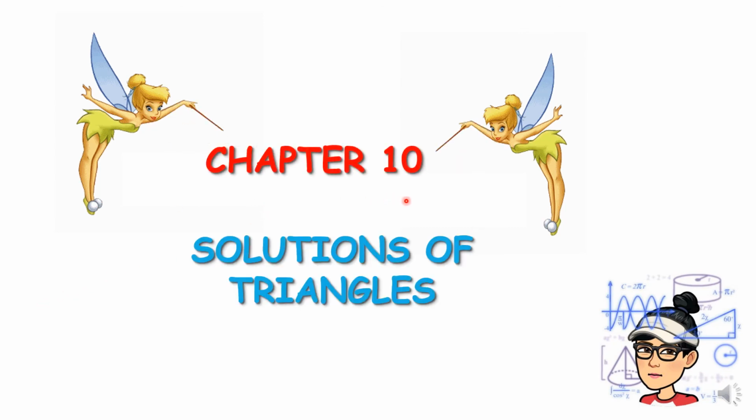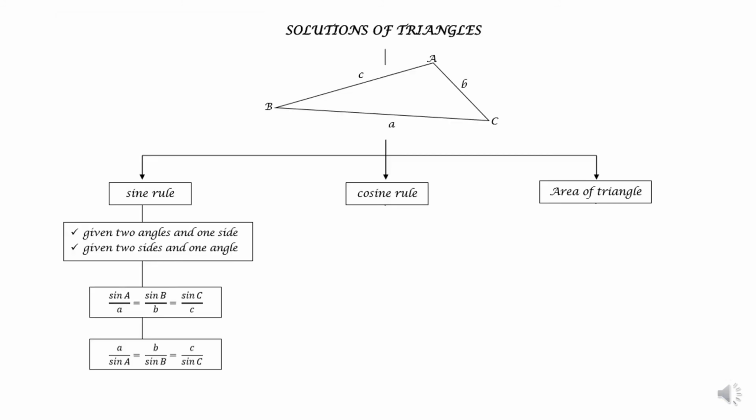Chapter 10, Solutions of Triangles. For triangle ABC, sine rule: given two angles and one side, or given two sides and one angle, we may apply the sine rule. Sine A over a equals sine B over b equals sine C over c, or a over sine A equals b over sine B equals c over sine C.